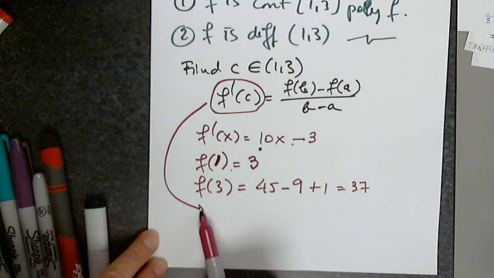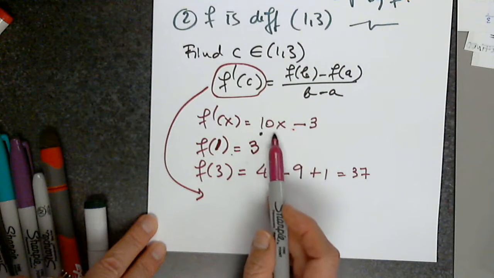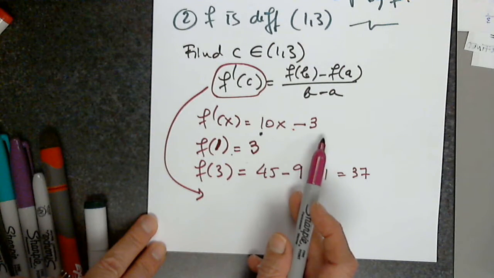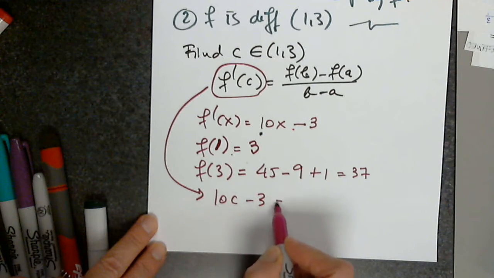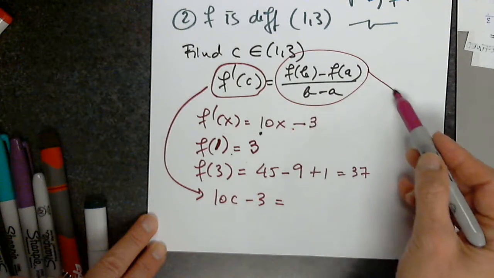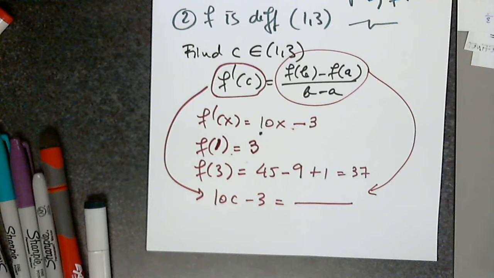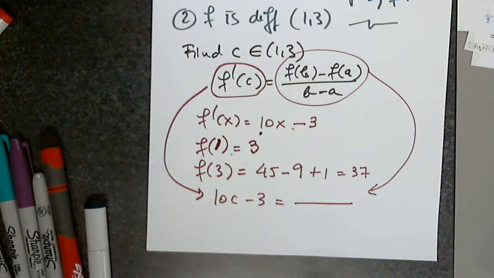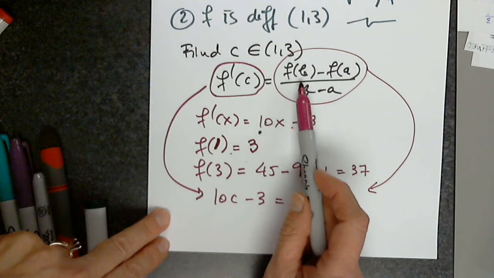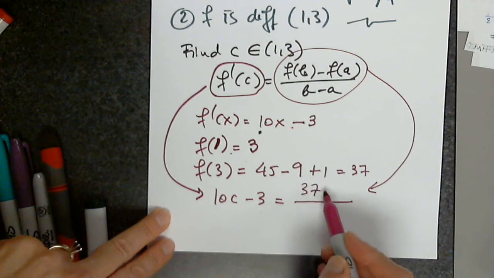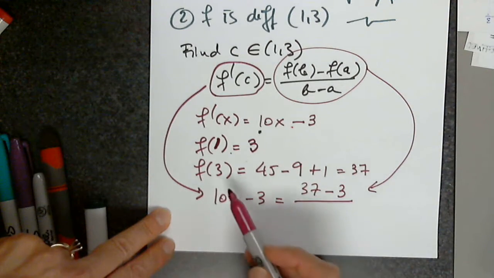So now f prime of c. Can anyone give us this side? What should I write on the left-hand side? 10c, f prime of c, 10c minus 3. And then can anyone give us this side? Just dictate for everyone to see, and then we'll calculate. So f of 3, it's b, f of 3, 37, minus f of a, which is f of 1, over 3 minus 1.